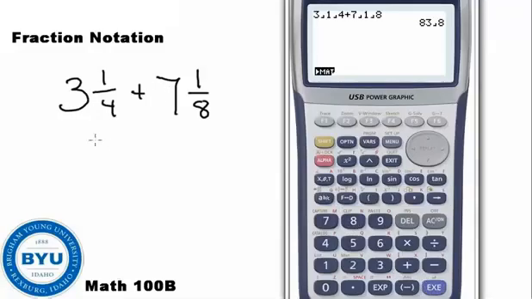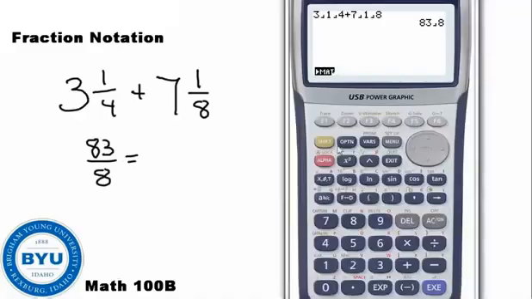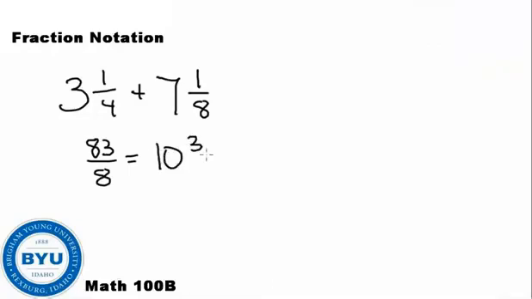So I get 83/8. That's an improper fraction. I could convert it just for fun by pushing the shift button and then this, and it converts it to 10 3/8. So again, either way is fine to write it. On the test, it may be done either way. We want you to make sure that you can go back and forth.